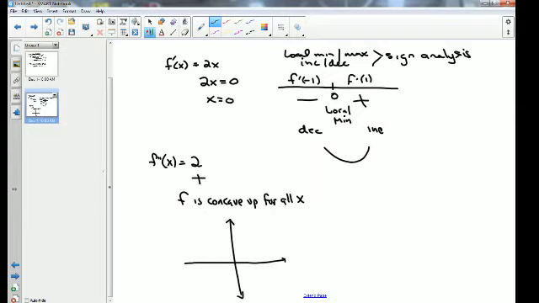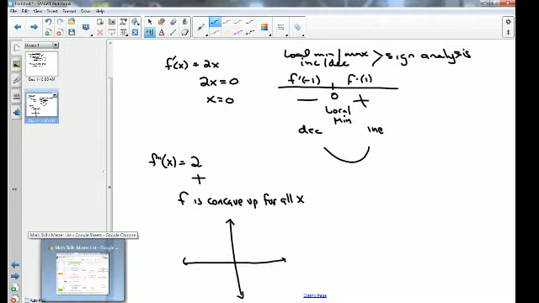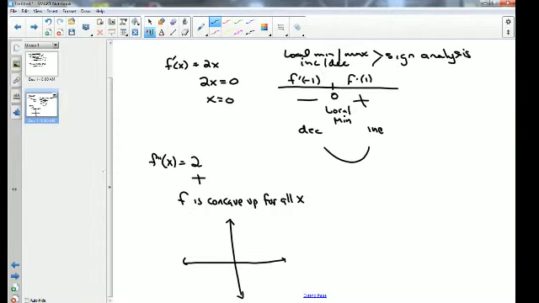If it was -2, would it be concave down, even though it's a straight line? If F double prime is -2, yeah, would it be concave down? Concave down. This would be different too.